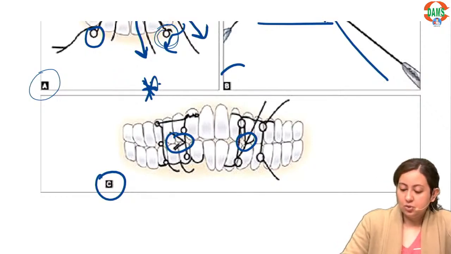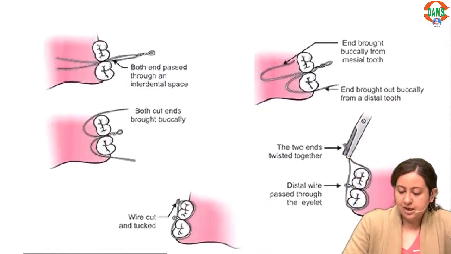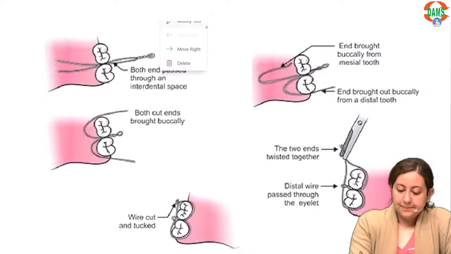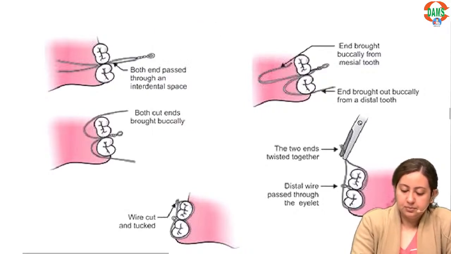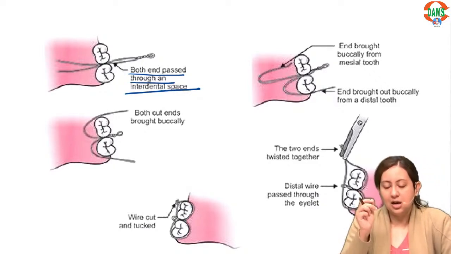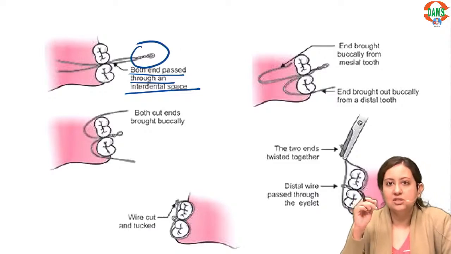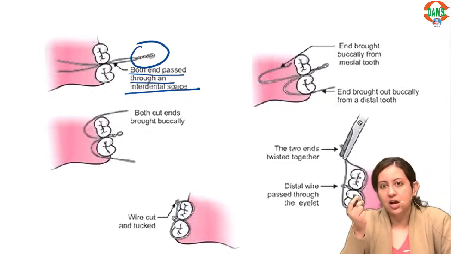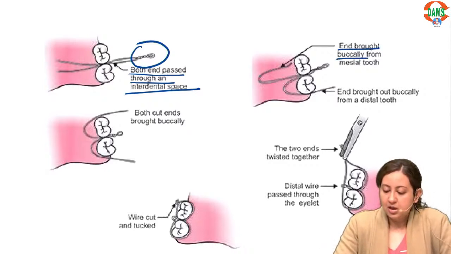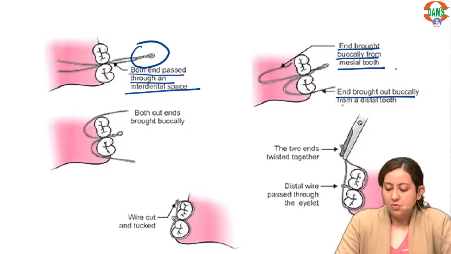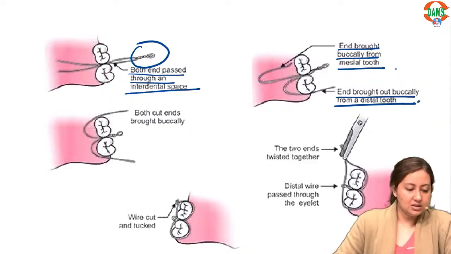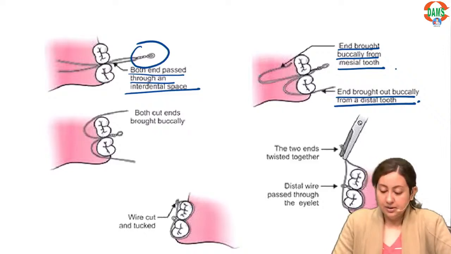All right. So there's another image which I have, which explains the steps which I just explained to you. Both ends pass through an interdental space. You make an eyelet, you twist it, and then you take both ends of the wire and you pass that through an interdental space. End brought out buccally from the mesial tooth and end brought out buccally from the distal tooth. If you see these arrows here.